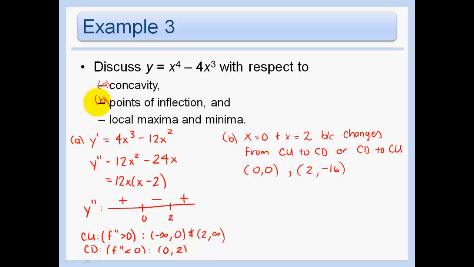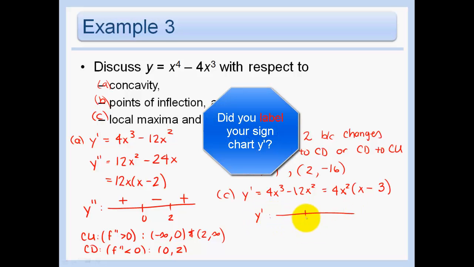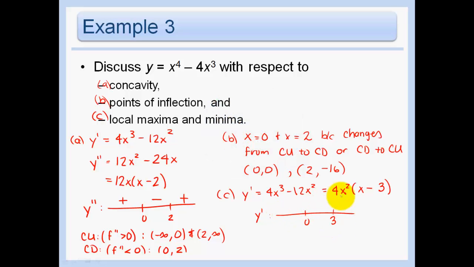Where do I have my local maximum and minimum? For that I have to look at my first derivative. So I have my first derivative here. I'm just going to factor out a 4x squared. And so if I make a sign chart of that, I have a 0 at 0 and at 3. And so if I put in a negative number, I would get a positive times a negative. If I put in a 1, I would get a positive times a negative. And if I put in a large number, I would get a positive times a positive.